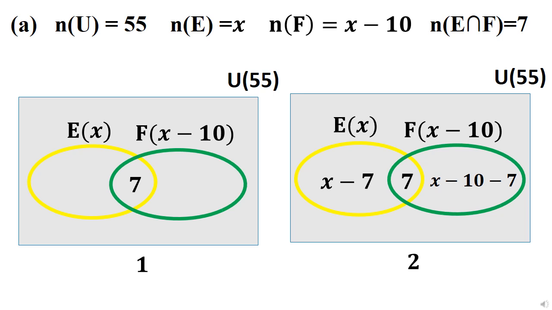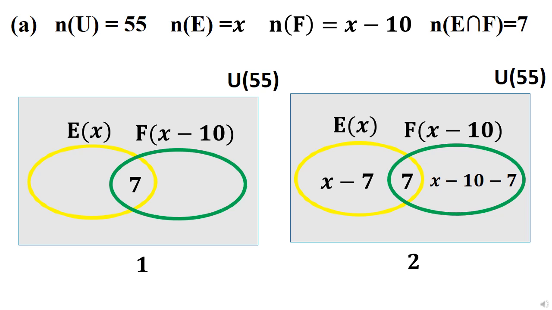Step 1. We have our rectangle. The universal set is 55, so U in bracket 55. Now we have our two circles within the rectangle. Now let's represent the set names for the two circles within this rectangle.